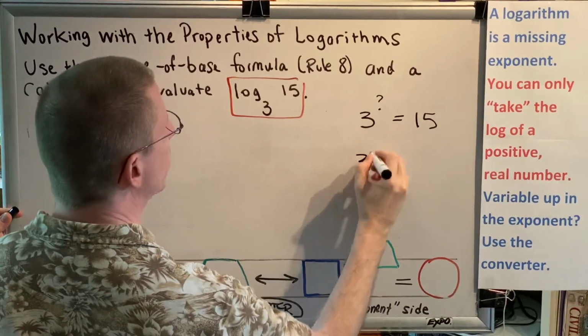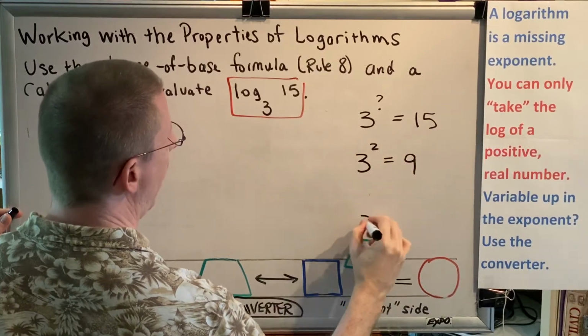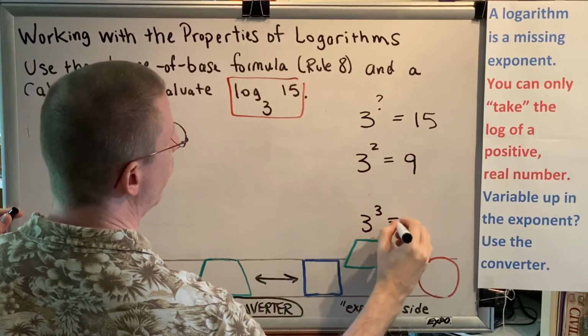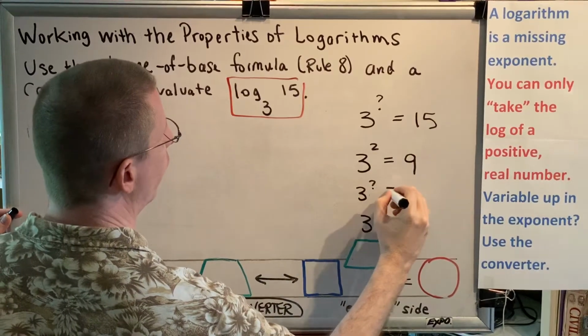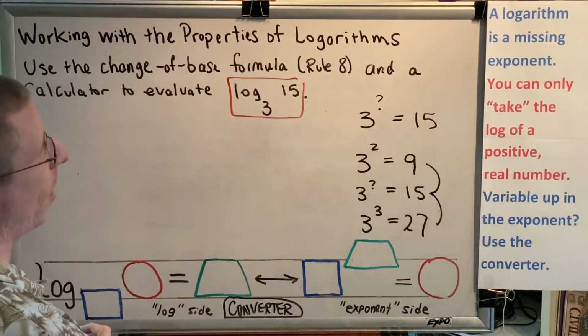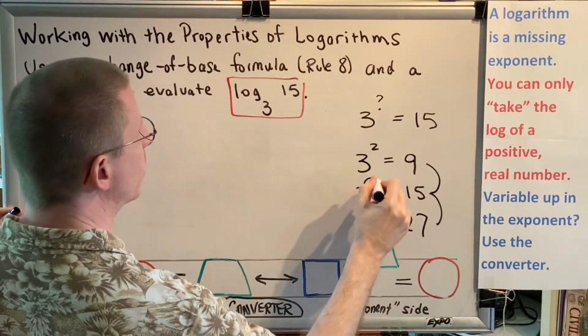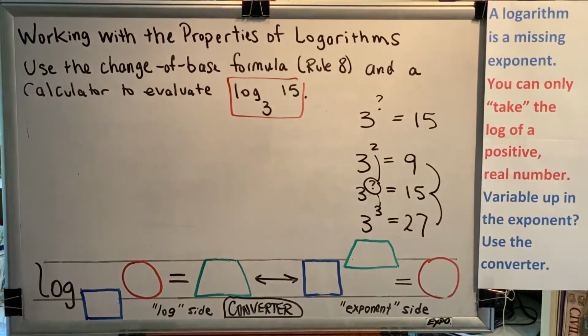Well, if the missing exponent was replaced by a 2, 3 squared is 9. And if it was replaced by a 3, 3 cubed is 27. Notice that we jumped right over 15. Because 15 is in between the 9 and the 27, our missing exponent must be in between 2 and 3. So it's probably not some really easy number that we're going to find just by thinking about it. This returns us to the directions and this thing called the change of base formula.